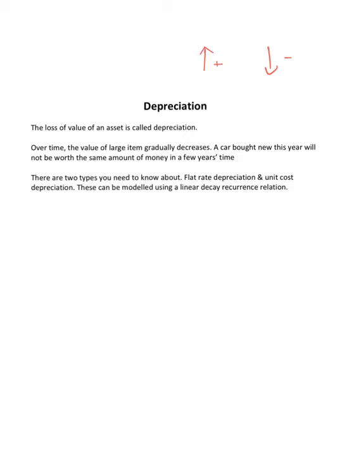So depreciation is the loss of value of an asset, so that might be something we own like a house, a car, a surfboard, a football, anything. The loss of value of an asset is called depreciation. The value is going down, it's decreasing. Over time, the value of a large item gradually decreases. So a car bought new this year will not be worth the same amount of money in a few years' time. It's going to depreciate.